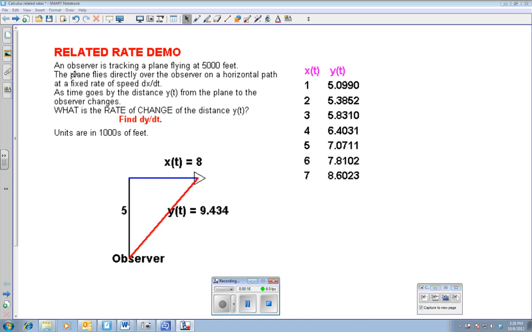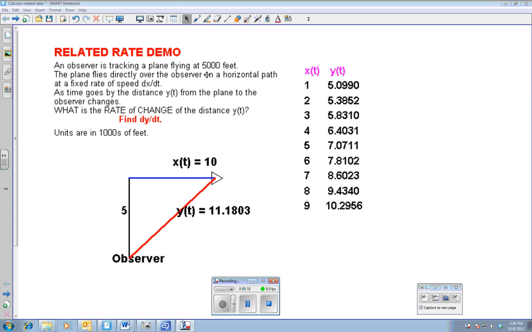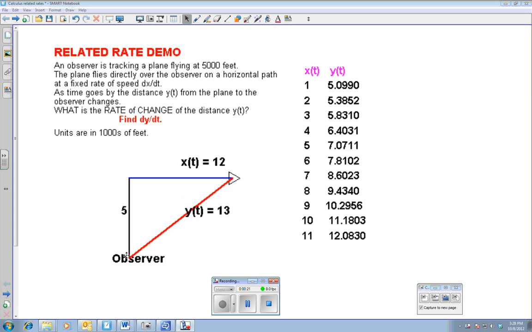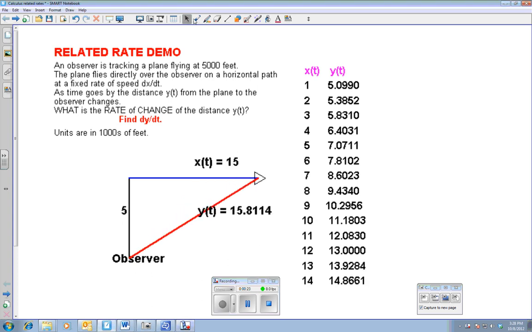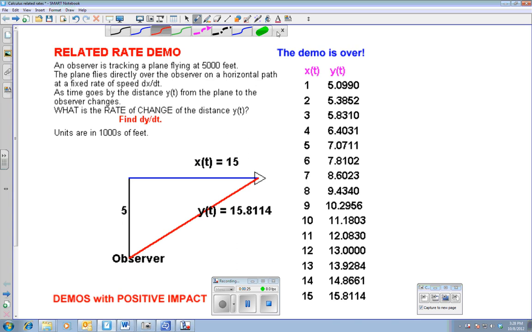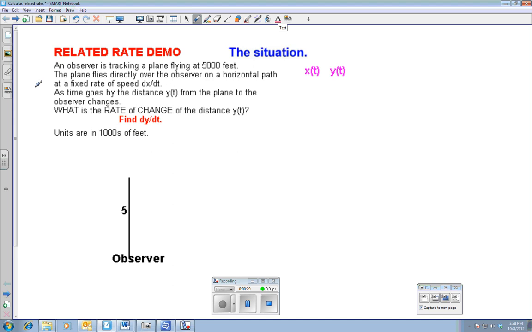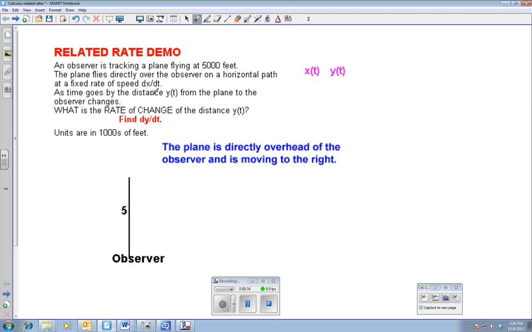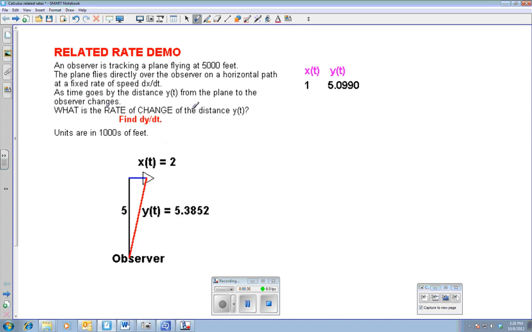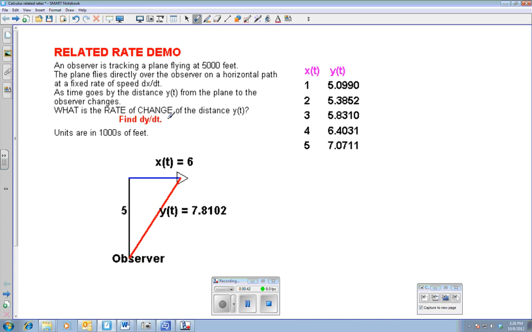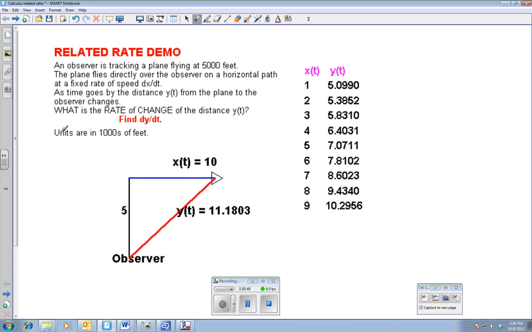Here's an example. An observer is tracking a plane flying at 5,000 feet. So here's my observer down here. Let me get a pen. Okay, so the plane flies directly over the observer on a horizontal path at a fixed rate of speed dx/dt. That's what they're calling it. As time goes by, the distance from the plane to the observer changes. What is the rate of change of the distance y? So I'm finding dy/dt, the rate of change of my distance y. Units are in thousands of feet.